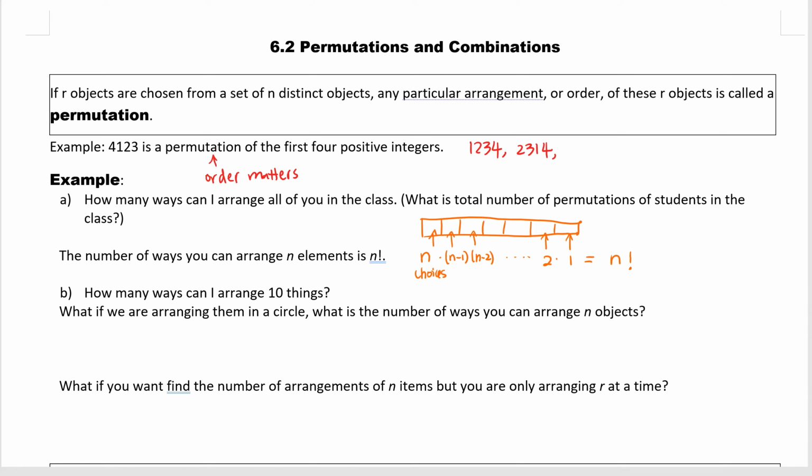So n factorial is n times n minus 1 times n minus 2, so we count down the numbers until we reach 1. So far, so good? Okay, so how many ways can I arrange 10 things? The answer is 10 factorial. So what if we're arranging them in a circle? What is the number of ways we can arrange n objects?